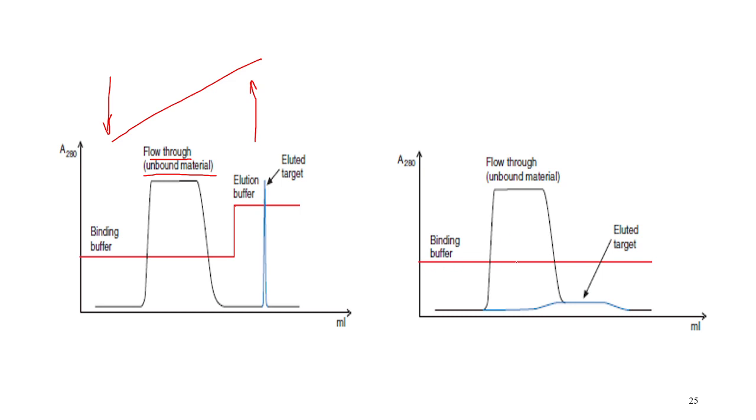Now if you're entirely running the binding buffer, you might not get a very sharp peak. You might be getting a very faint peak or a very broad peak, which might not help you in actually eluting your target.